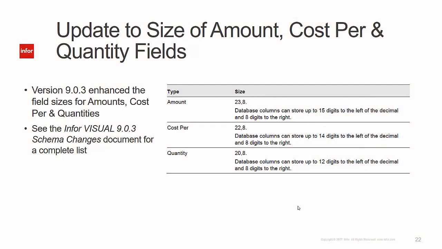In 903, decimal length precision has been increased for the following types of numeric fields: amount to 15 digits to the left, unit price or cost per to 14 to the left, and quantity columns at 12 to the left of the decimal.